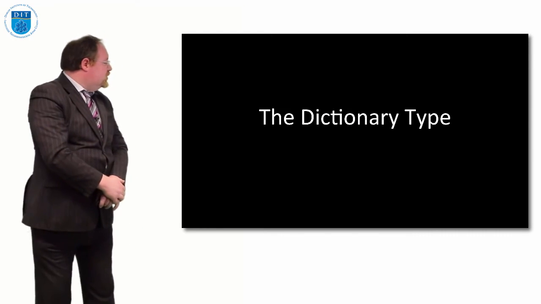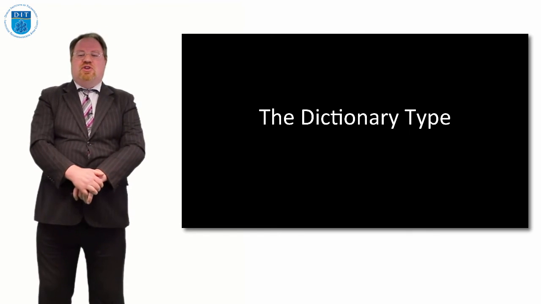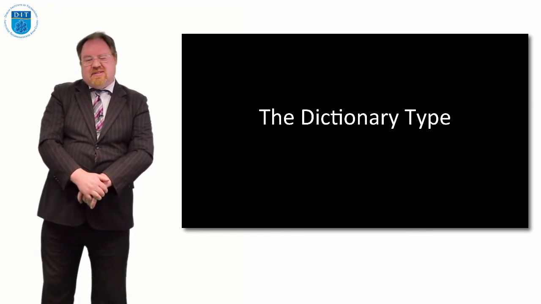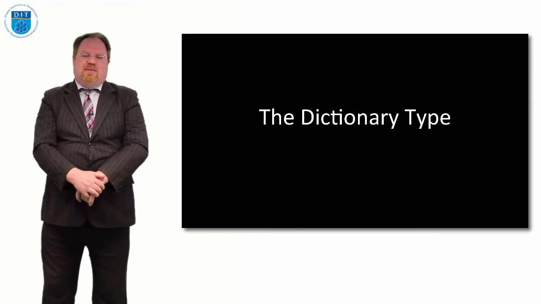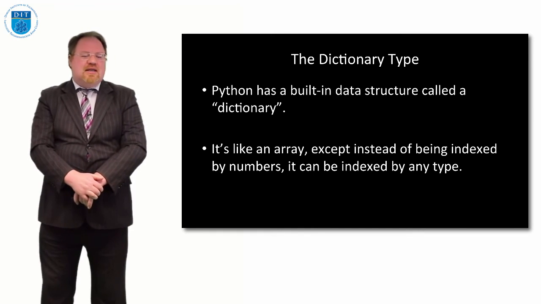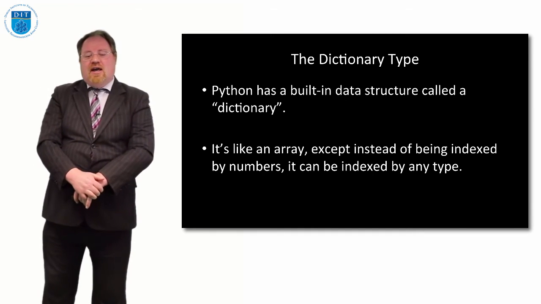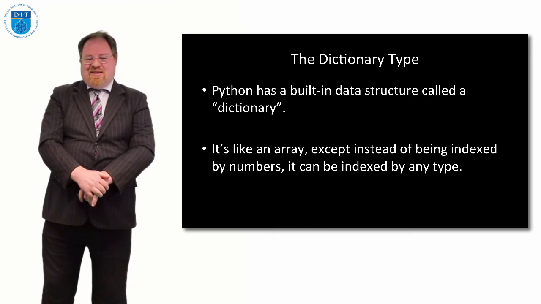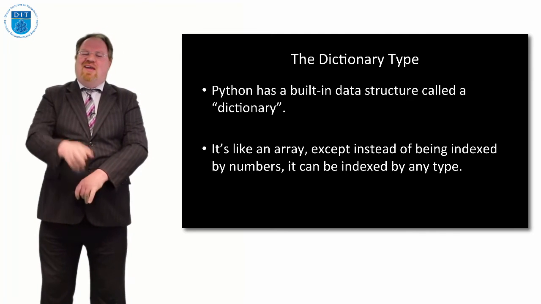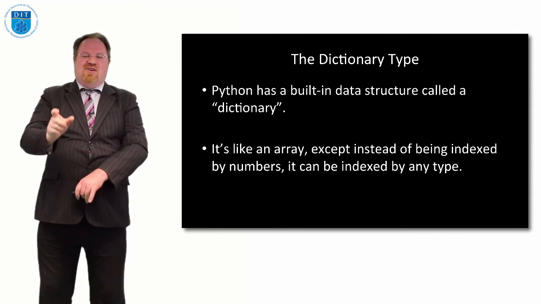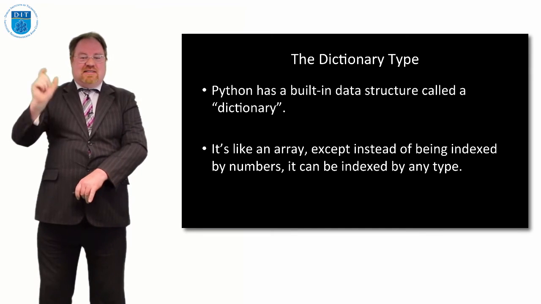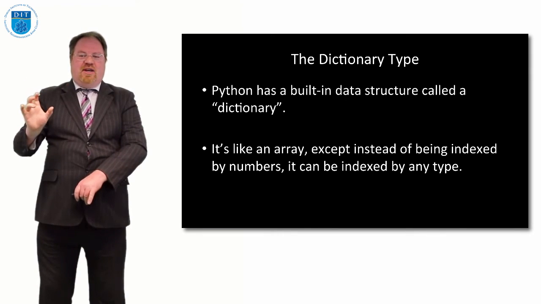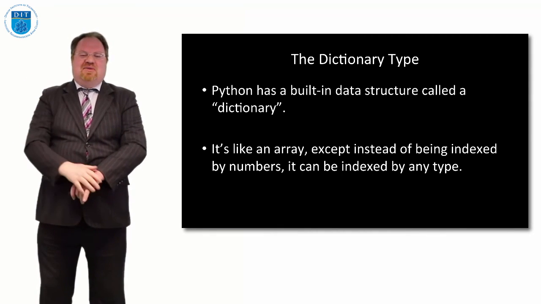So let's look at a new type in Python called the dictionary type, and this will help us explore these files in a lot more detail. Python has a built-in type called dictionary, and it's exactly like an array, except, check this out, this is wild. Instead of being indexed by a number, you can index this new type of array, or dictionary, by any type you like. So let's look at an example.